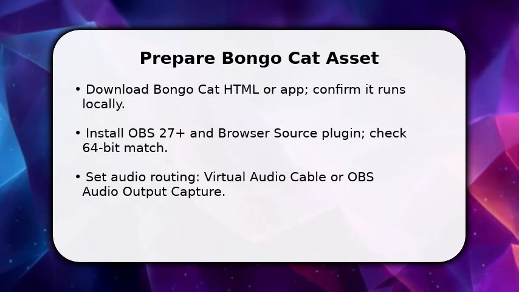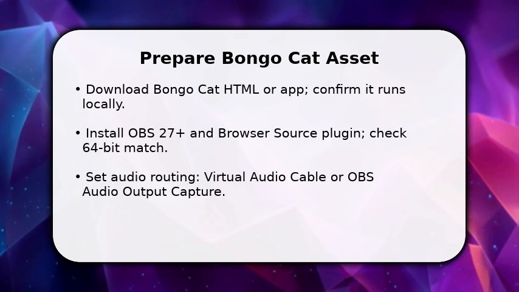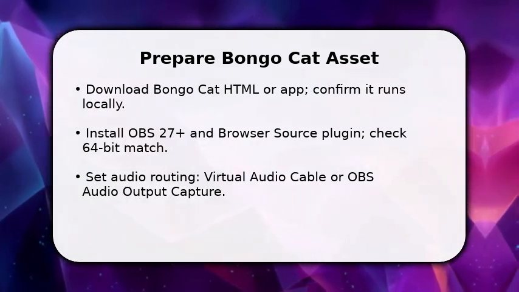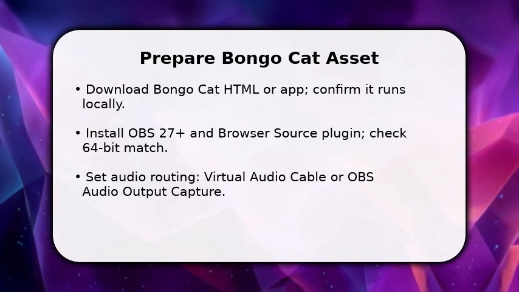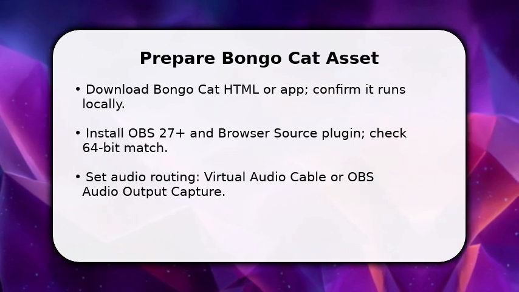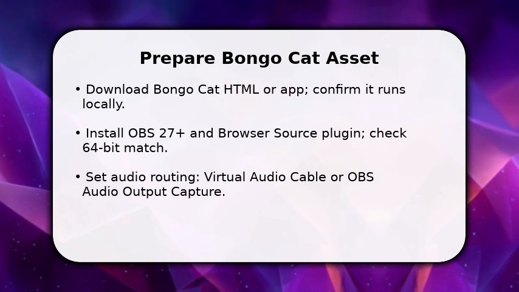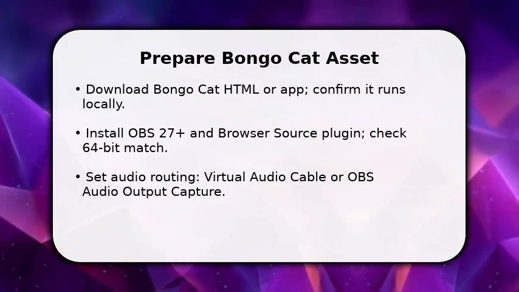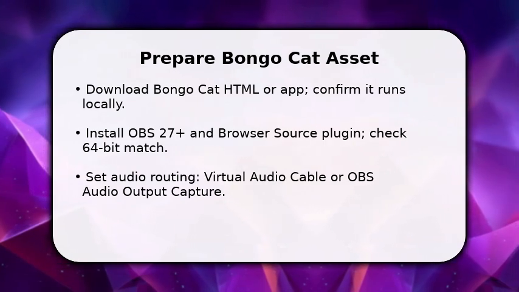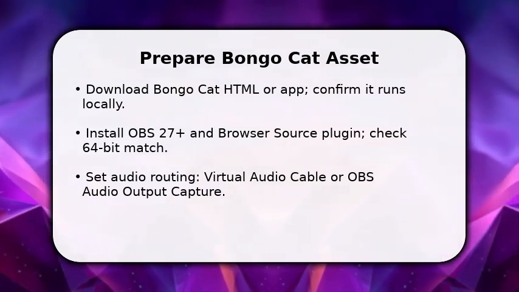You start by getting the Bongo cat asset and confirming it renders in a browser locally, because OBS will capture that HTML scene. Once done, make sure OBS 27 or newer and the browser source plugin are installed. They must match your system's architecture for stability. You also need audio routing ready. Set up a virtual audio cable or plan to capture desktop audio in OBS. These preparations remove common permission and capture issues before adding sources.